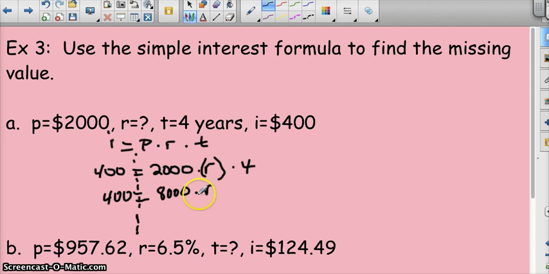To get R by itself, I get rid of the 8,000 because it's on the same side as the R, and in between the two is the times. The opposite of times or multiplication is division. We will divide by 8,000. Cancel, cancel. What I do to one side, I do to the other.